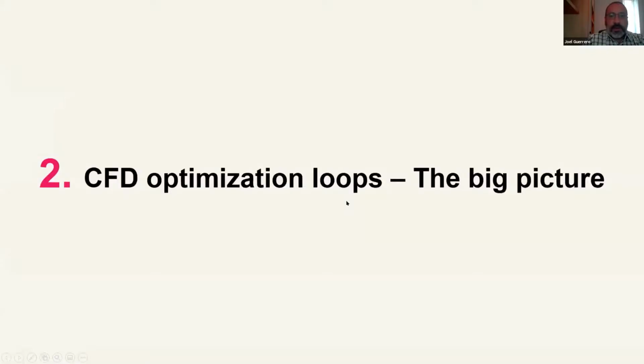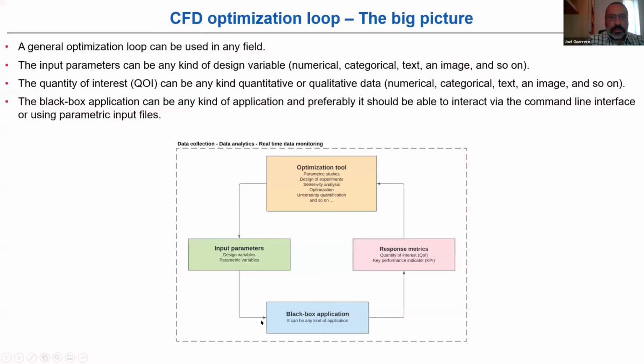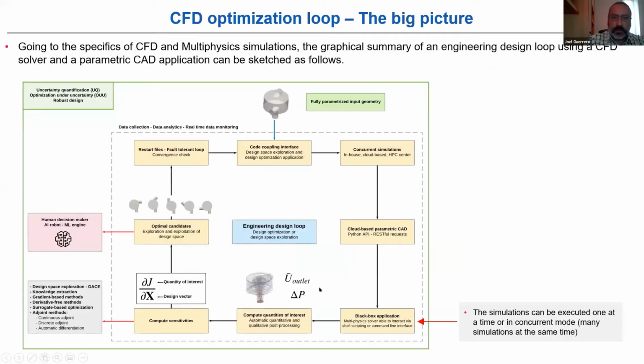Okay, so now let's talk about the CFD optimization loop. Okay, the big picture. So usually this is the loop that you have, and remember that you can put any application. So you have your optimization loop, you have input parameters, black box application, which can be anything, response metrics, and you keep looping. But now if we go to the specifics of CFD, it's something like that.